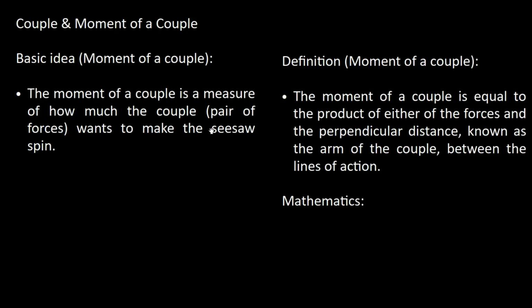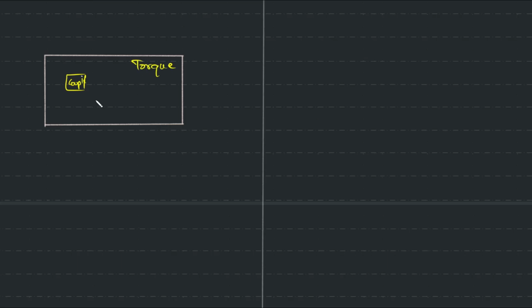The word moment adds the distance aspect. Moment of a couple is a measure of how much the couple wants to make the seesaw, or anything, spin. So why are we learning couple? Actually, I didn't talk about that. This is a very specific thing about torque. Torque is a huge topic, and you have this small subset, and that's your couple. This entire thing is torque, so this is a small subset. Why are we learning it?